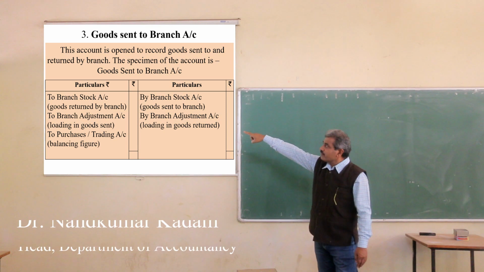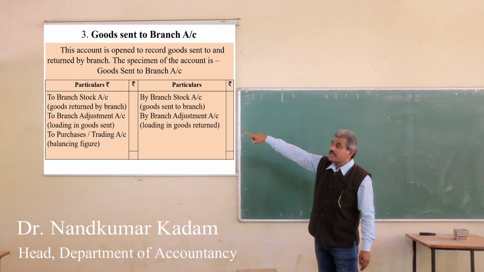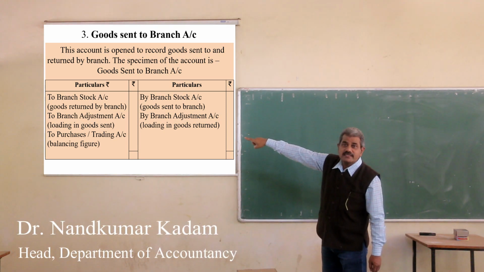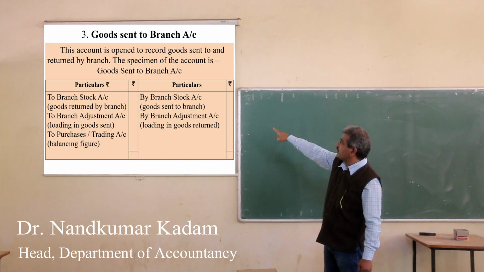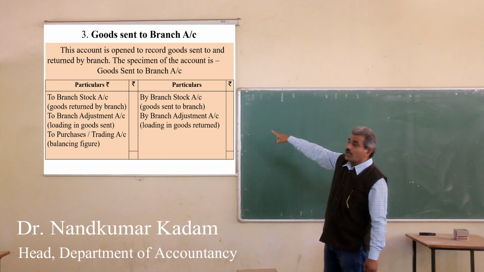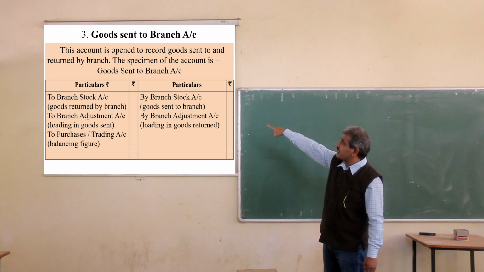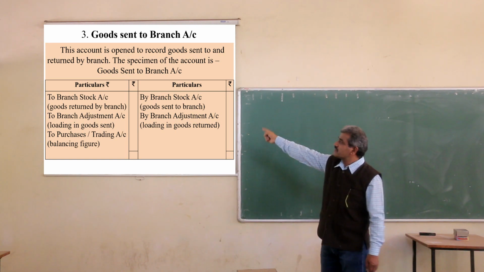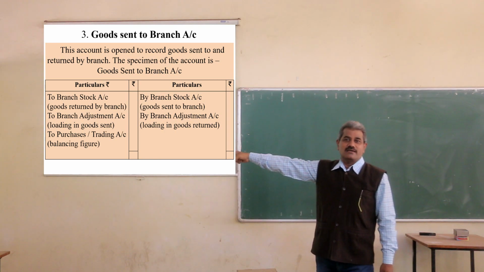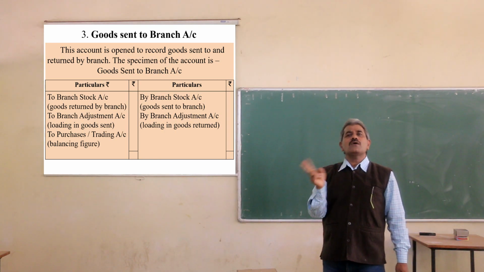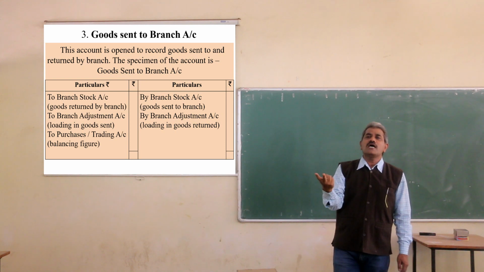Okay. For example, goods returned is recorded to the debit side. Loading is cancelled to the credit side. Goods sent to the branch is recorded to the credit side by branch stock account. The loading is cancelled to the debit side. So you have to give opposite effect to cancel the loading.